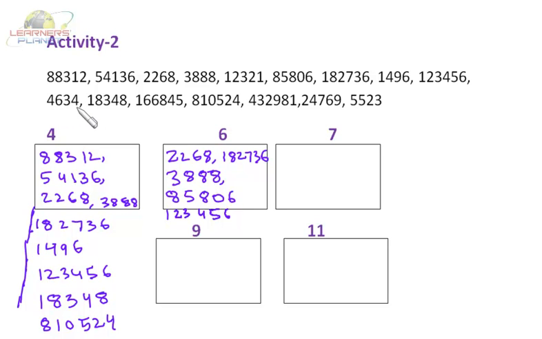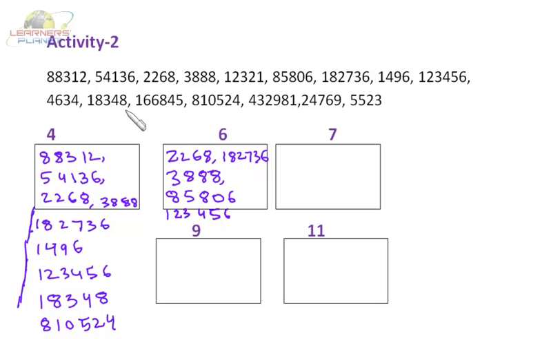4634. The unit digit is an even number, so it is a multiple of 2. Now let's check it for 3. Just add up all the digits. 4 plus 6, 10. 10 plus 3, 13. 13 plus 4, 17. Now 17 is not a multiple of 3. That means this number is not a multiple of 6.